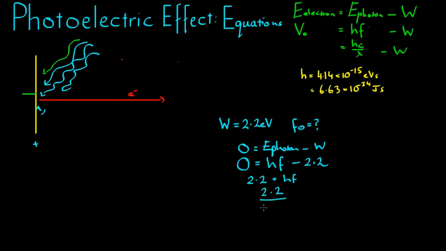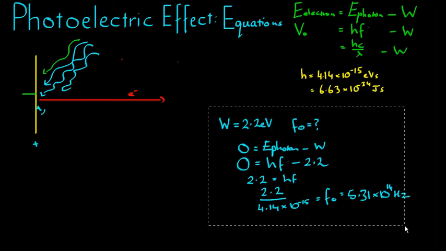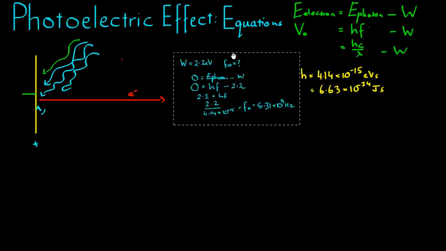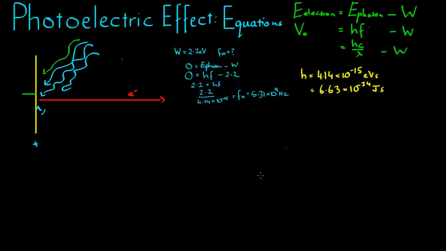2.2 over 4.14 times 10 to the negative 15. That's dividing both sides by Planck's constant equals F, and that's F naught. And if you solve that, you get F naught equals 5.31 times 10 to the 14, and frequency is in hertz. So given a work function, you can figure out the stopping or the threshold frequency.